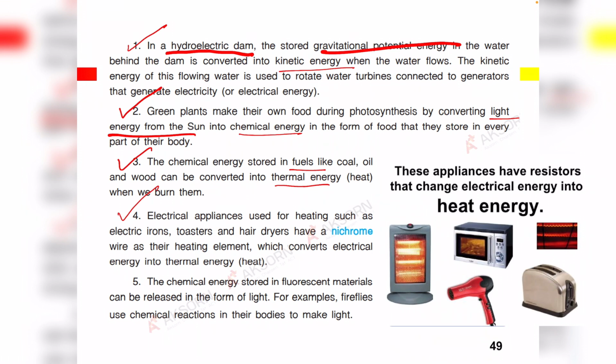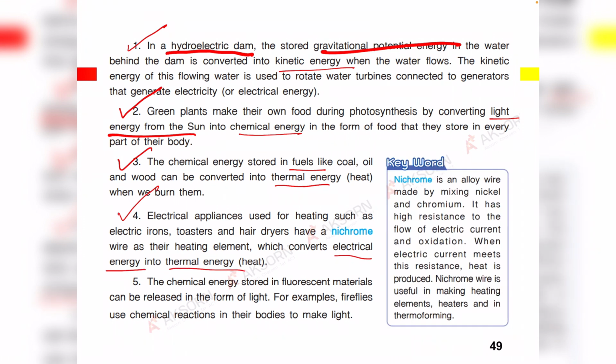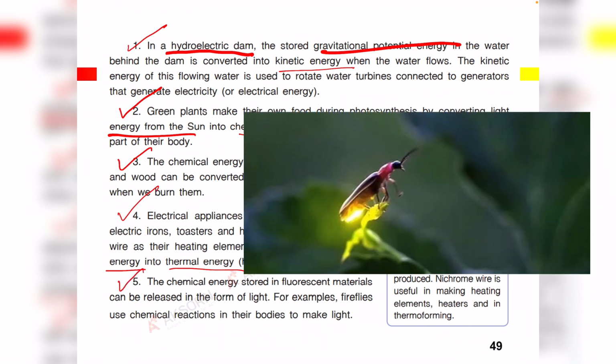The electrical appliances used for heating, such as electric irons, toasters, and hair dryers, have a nichrome wire as their heating element, which converts electrical energy into thermal energy in the form of heat. And finally, the chemical energy stored in fluorescent materials can be released in the form of light. For example, fireflies use chemical reactions in their bodies to make light.